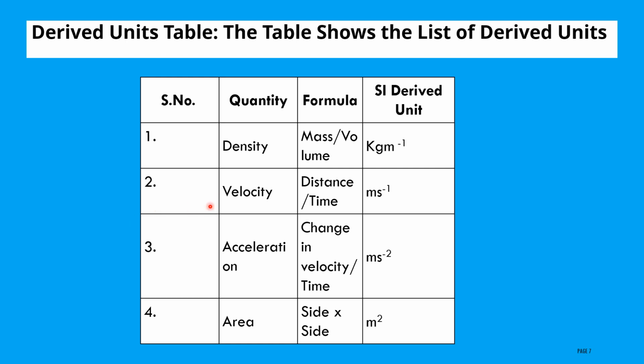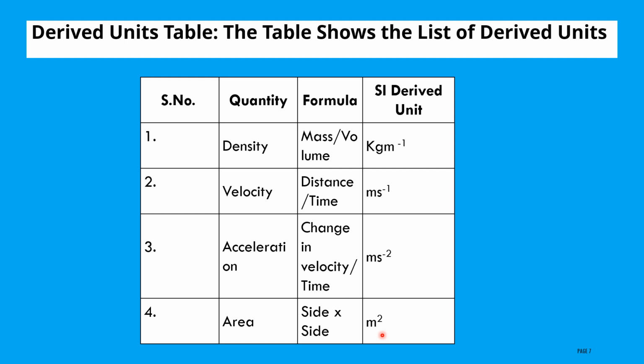Then the next quantity is velocity. The formula is distance divided by time. It is indicated by the derived unit meter per second. Then the third one is acceleration. The formula is change in velocity divided by time. The derived unit is meter per second square. Then the fourth one, area. The formula is side into side. It is expressed in SI, and the derived unit is meter square.